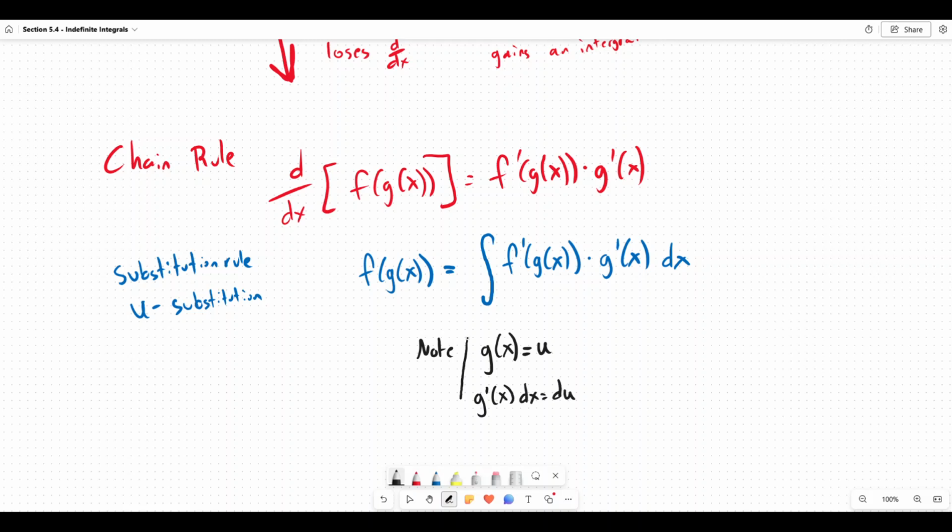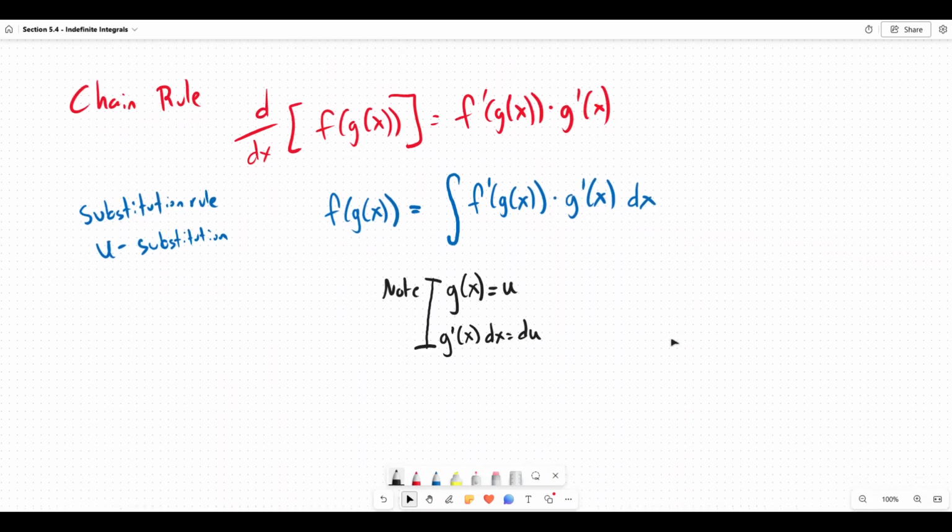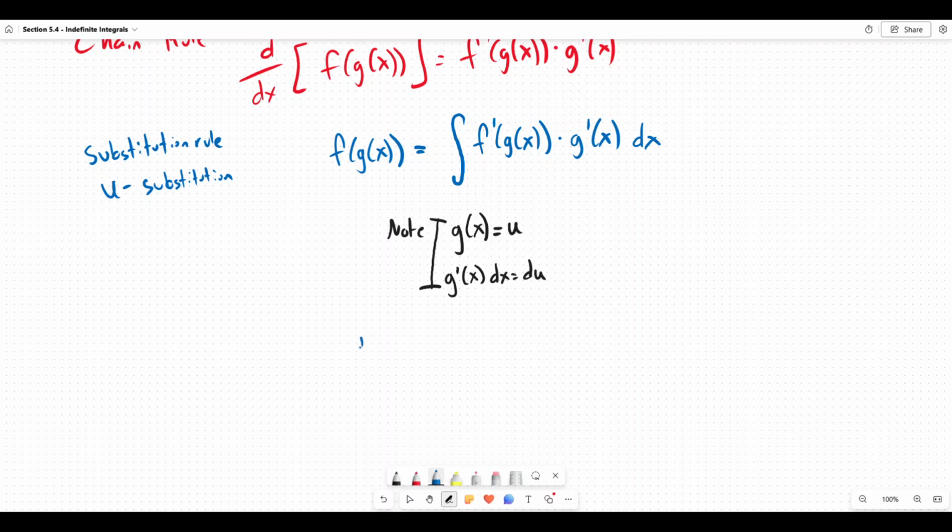Now, due to the concept of differentials, we're going to get these two things together. Okay? We're going to call g of x u, which also means g prime of x times dx is going to be a new du. It's a simple change. I shouldn't say simple. It is a change of variable name designed to make it a little bit easier to work with. So that's going to turn this actually into f of u is the integral of f prime of u du. And this specifically is simpler.